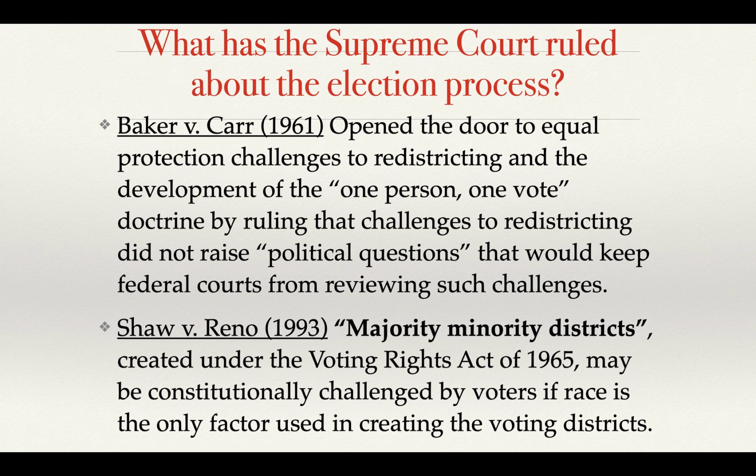And the next idea is Shaw versus Reno. This is the idea that you have majority-minority districts. This was created by the Voting Rights Act of 1965. One of the issues with race was that a lot of people of color, like African Americans and Latinx and even Jewish people and other minorities like Indigenous Americans, would like representatives. Well, this brings the whole question, under Shaw versus Reno, of what about majority-minority districts?